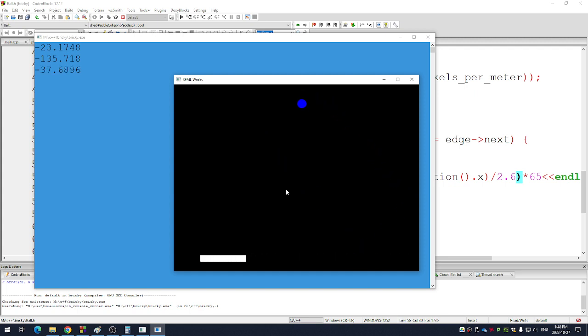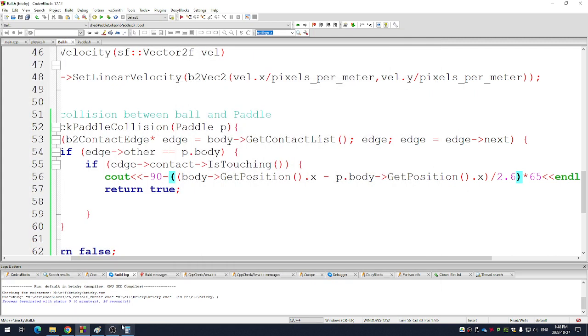So, it should be 0 degrees if I hit the center. Oh, minus 90, that's what I wanted. On the right, it should give me minus 25. So, I got a minus sign somewhere here. Should this be plus? Yeah, there we go.